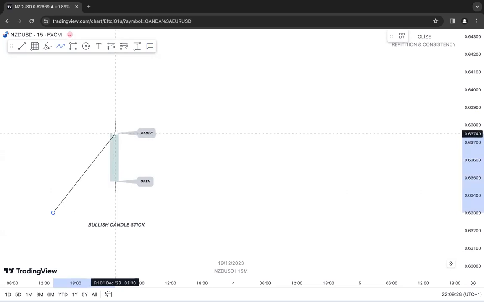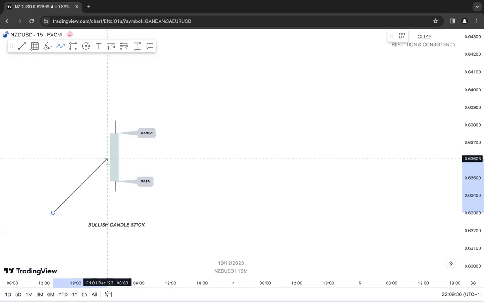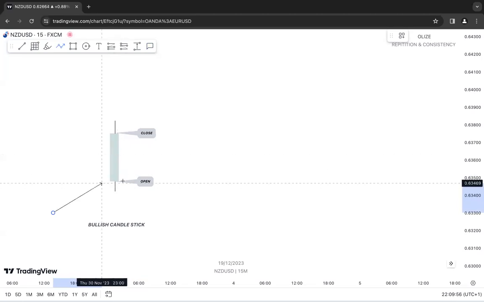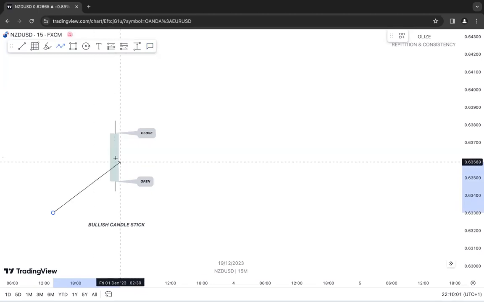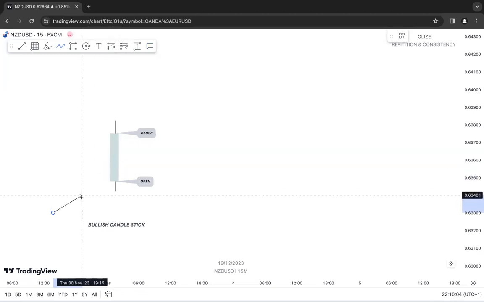So depending on the time frame you are on, each candlestick is created at a set interval. If you're on the 15-minute time frame, each candlestick is created after every 15 minutes. If you're on the 1-minute time frame, each candlestick is created after every 1 minute. Same goes for your 1 hour, your 2 hour, your 1 day, your weekly. If you're on a 1 hour time frame, each candlestick is created every 1 hour, and that goes for all the time frames.